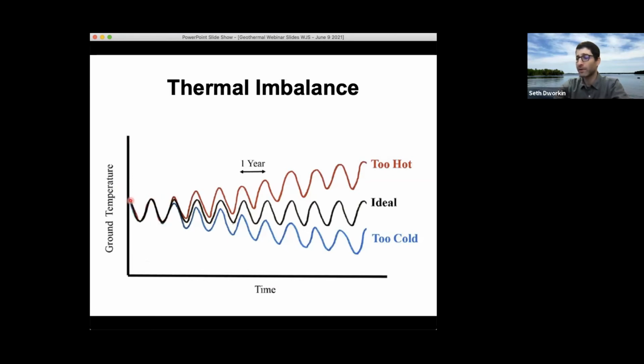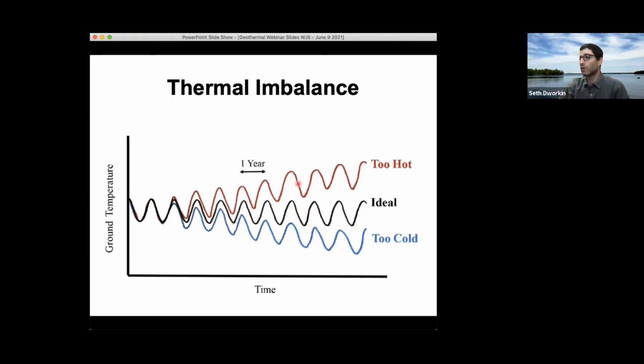So the ground temperature will drop in winter as heat is extracted from the ground into the building. And then here's the spring as it turns around. And in the summer, as heat is injected back from the conditioned space into the ground, the temperature rises. And that annual process continues. Ideally, you want that curve to be low.